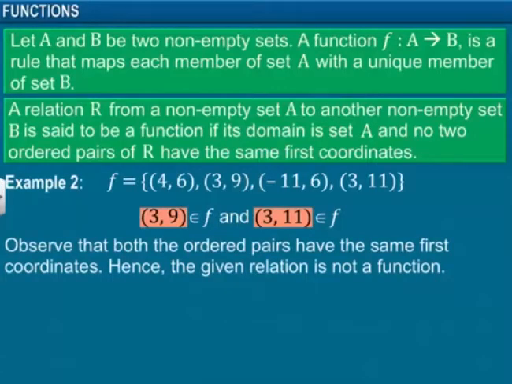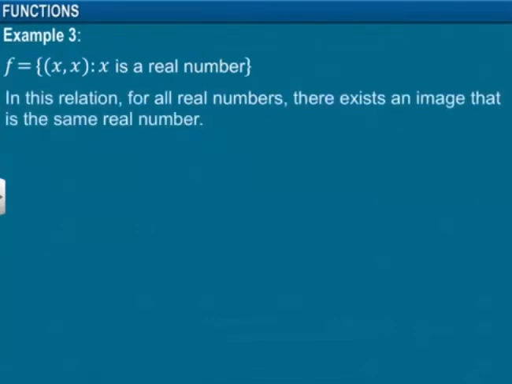Hence, the given relation is not a function. Let us take one more example to understand it better. Let f be the set of ordered pairs (x, x), such that x is a real number. In this relation, for all real numbers, there exists an image that is the same real number. Hence, the given relation is a function.